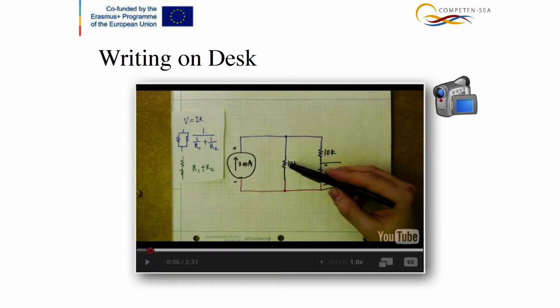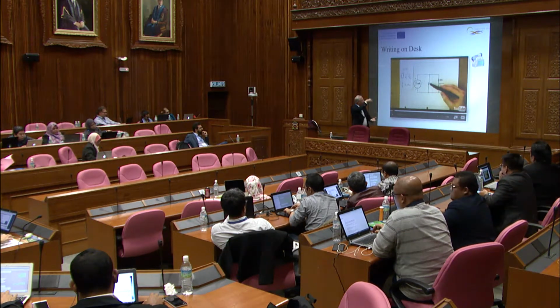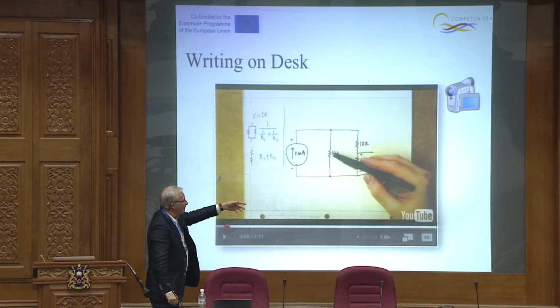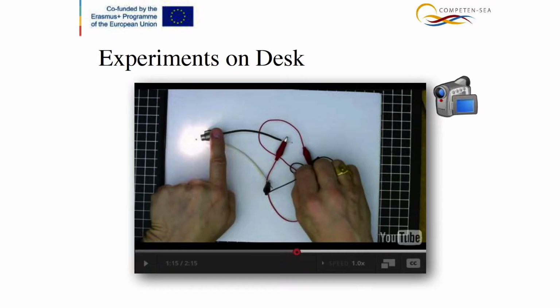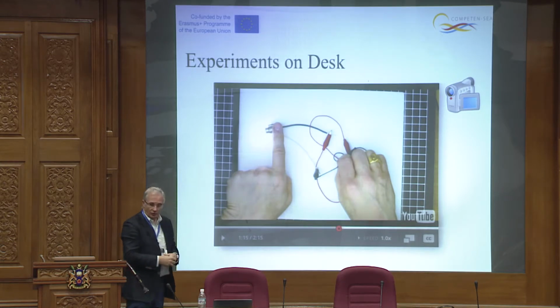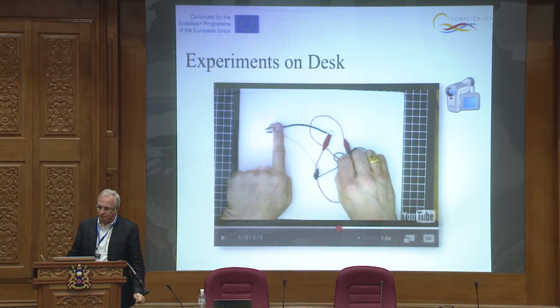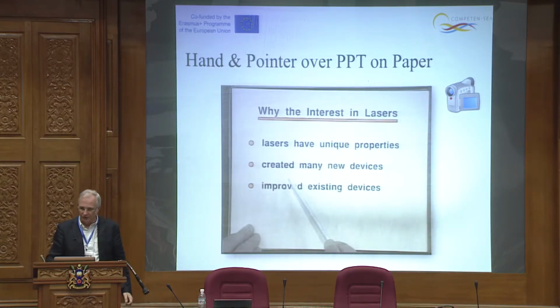Let's move to the video with a hand, not with a person, but with a hand. So this is writing on a desk. You have a central camera pointing to the table, and there you draw something, you show something, and you record your voice at the same time. You can write something, or you can also make experiments, electrical experiments, and you can very nicely show what is going on. Maybe a light turns on, etc. You can also use just a PowerPoint on paper and point to it, as well as recording your voice.